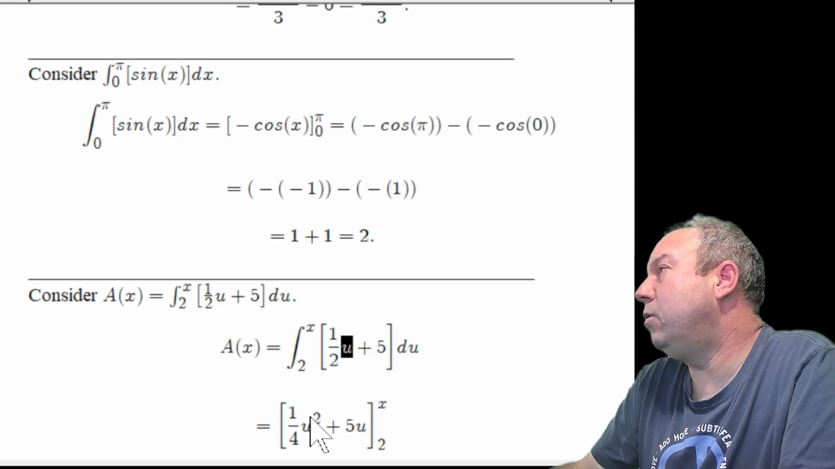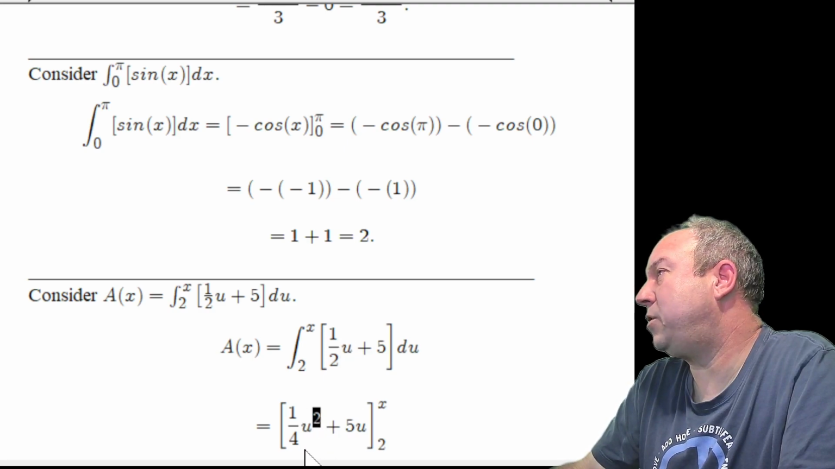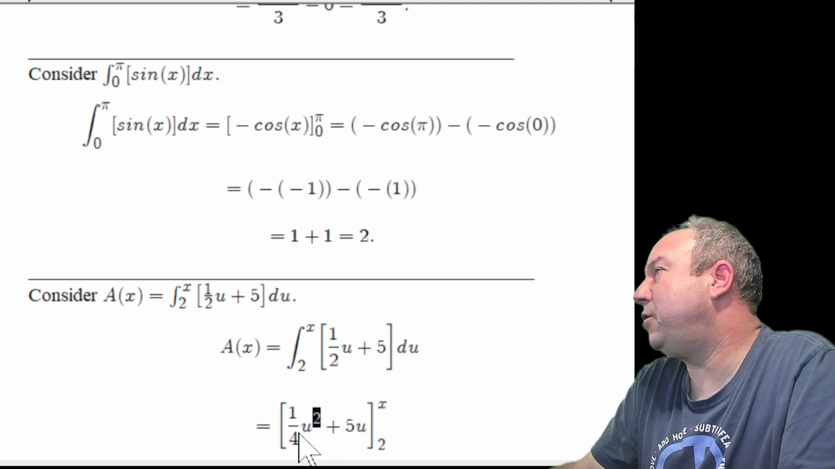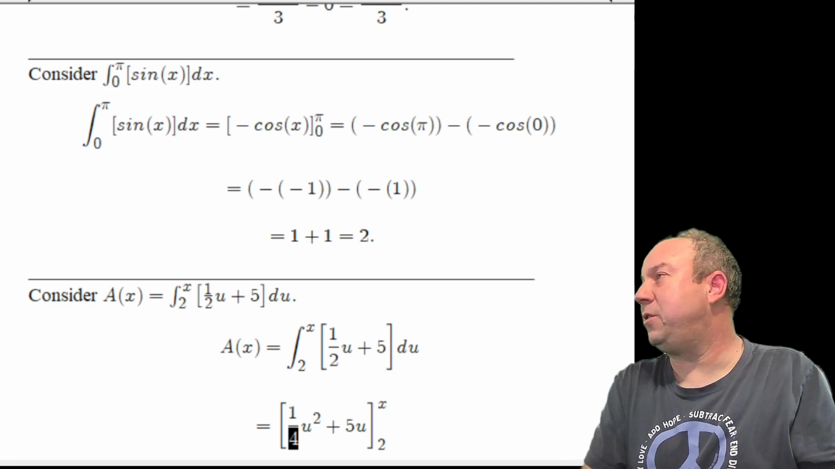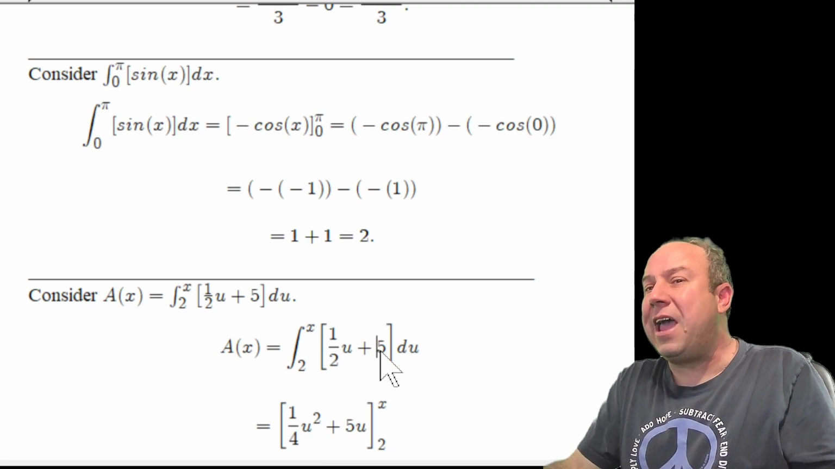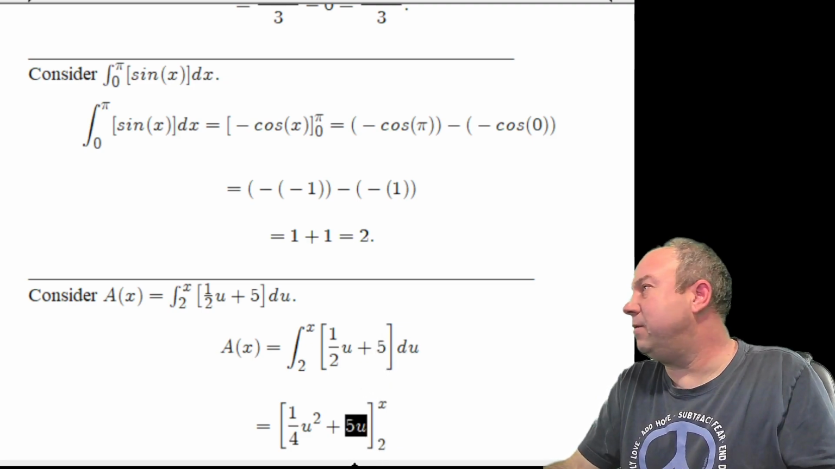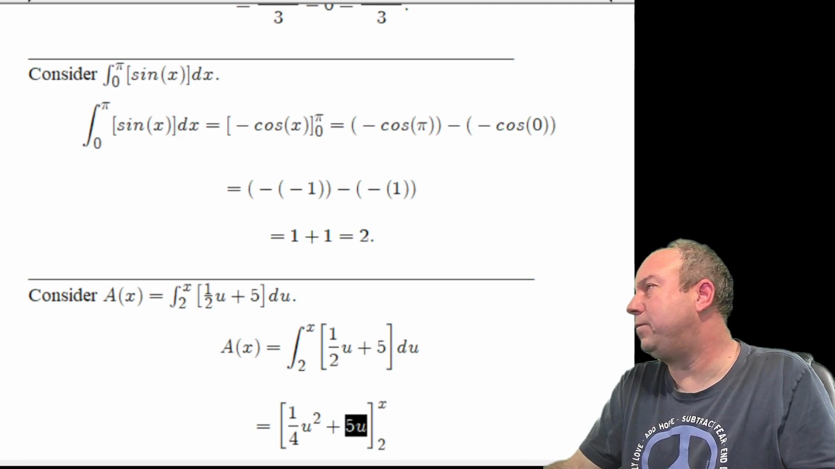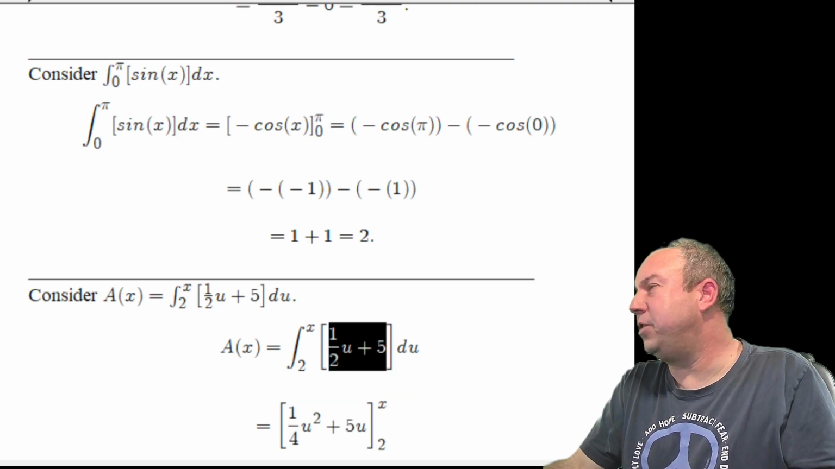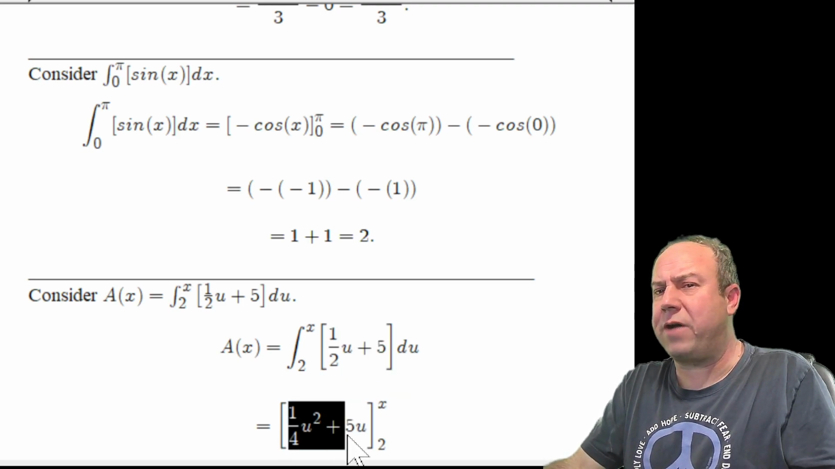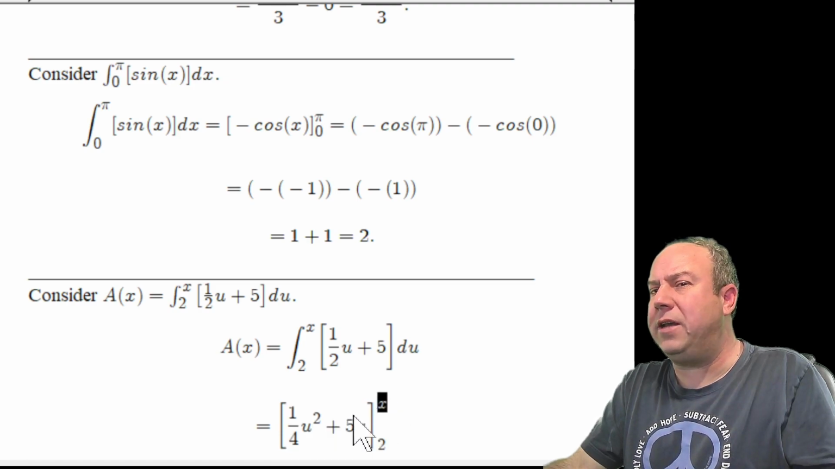Well, this u goes up by a power, goes up to 2, and then we divide by 2. So 1/2 divided by another 2 is going to give you 1/4. This 4 is that 2 times 2 in the denominator. And the antiderivative of a constant is just going to be 5 times the variable of integration, 5 times u. So here's my antiderivative of this linear function. It's this quadratic function.